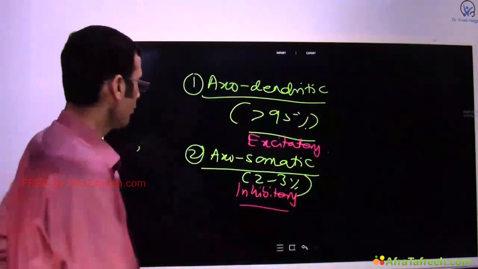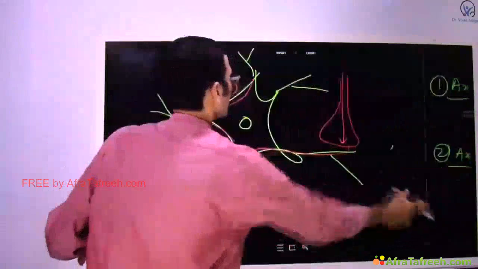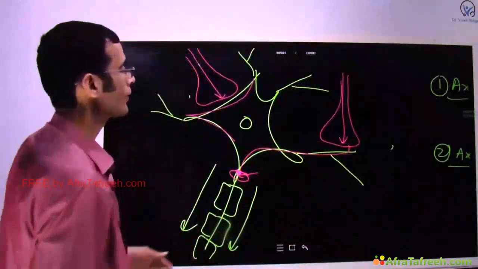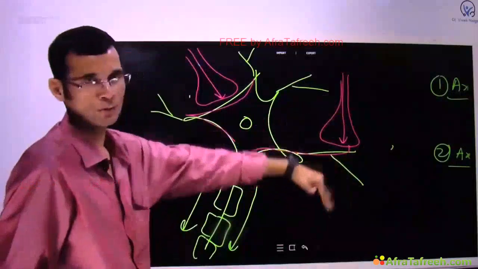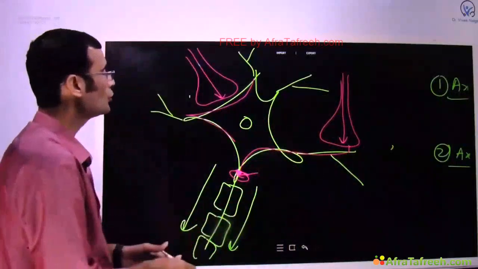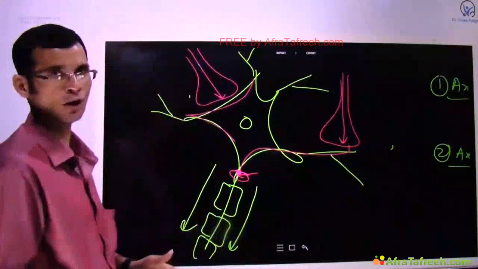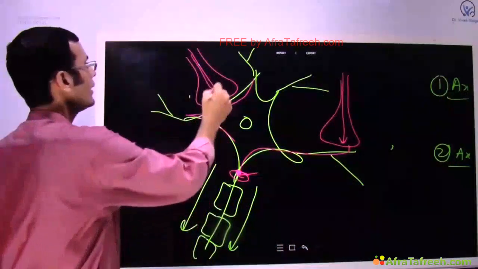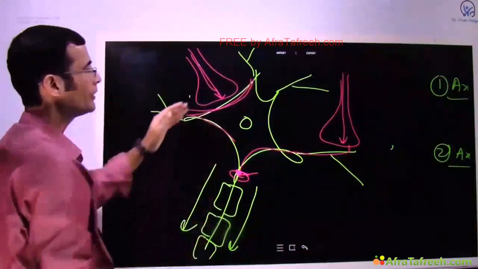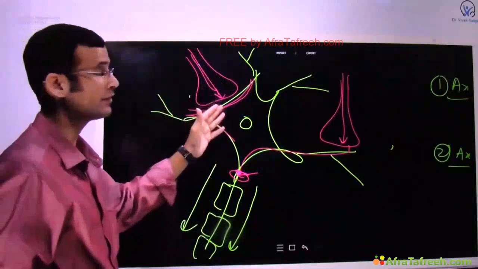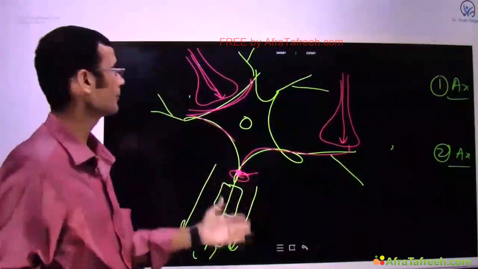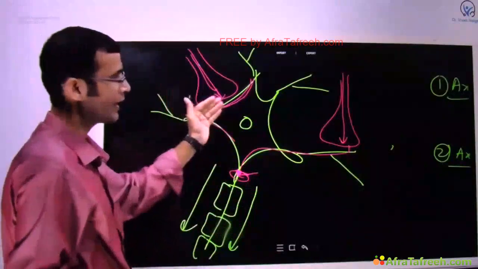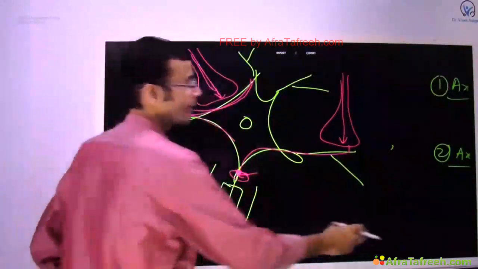In short, when the first neuron has to excite the next neuron, the axon will end on the dendrite and there will be a transmission of impulse. When the first neuron has to inhibit the next neuron, then the axon will end on the cell soma. It will be an inhibitory synapse. The cell soma does not have enough number of sodium channels, therefore it can't have the excitatory transmission.